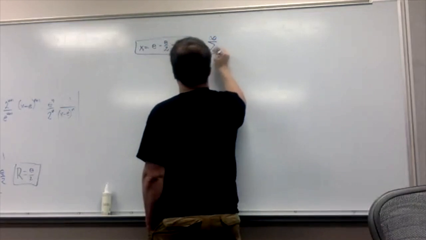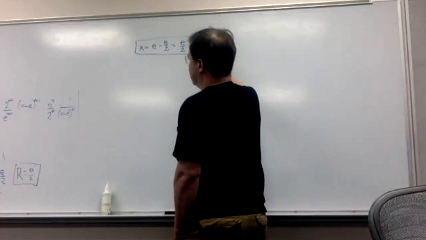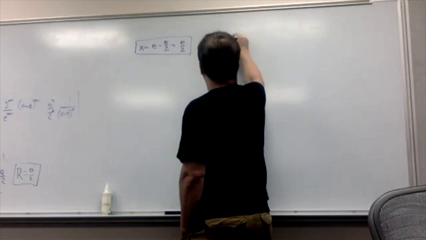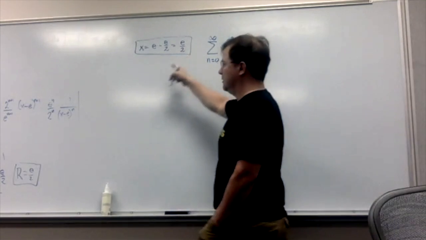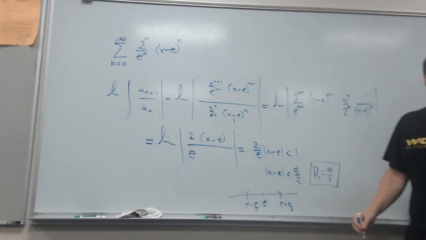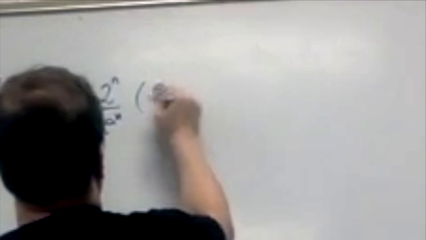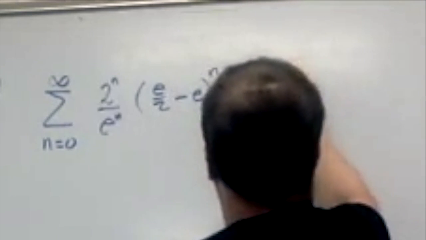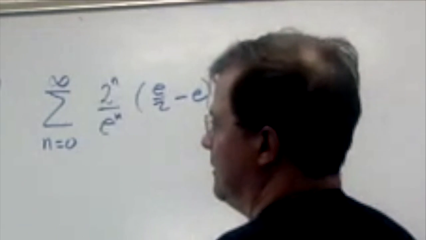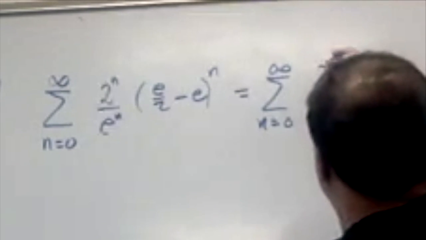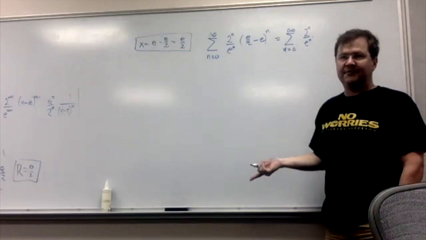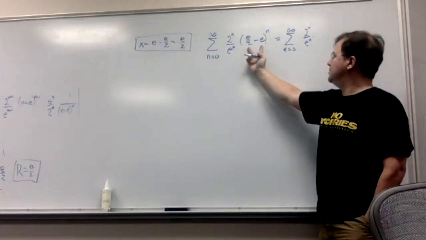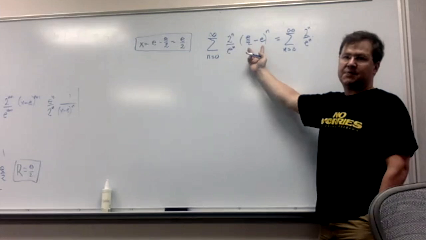So now, in the event that x is that in particular, I end with 2 to the n, e to the n, and in the parentheses I have e over 2 minus e. E over 2 minus e to the n. Well, 1/2 minus 1 is negative 1/2. So this is going to be negative e over 2 to the n power. I'm going to skip a step here.